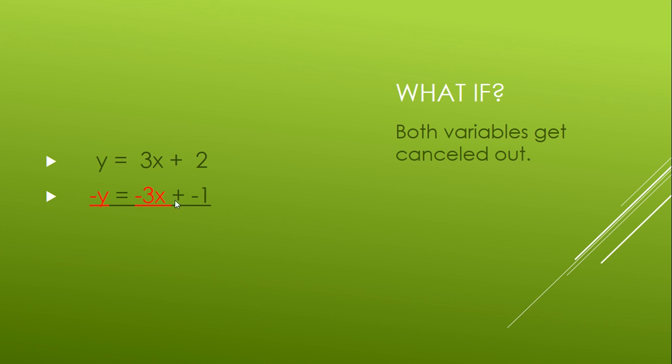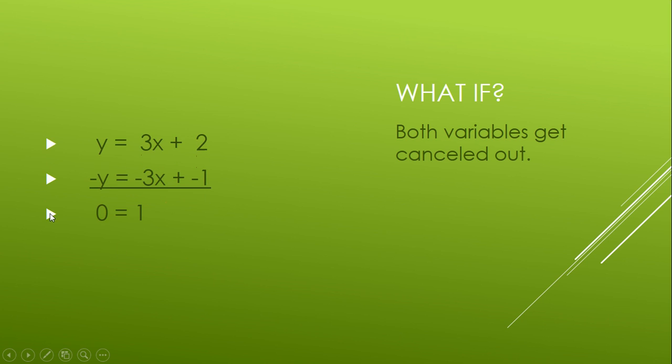Both variables get canceled out, because the y is going to get canceled out and the 3x is going to get canceled out, and that's after we have multiplied the bottom equation times a negative 1. We get 0 equals 1. Well, of course, that's not right. 0 does not equal 1.